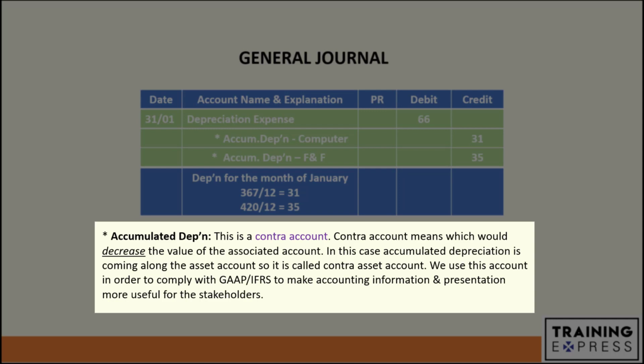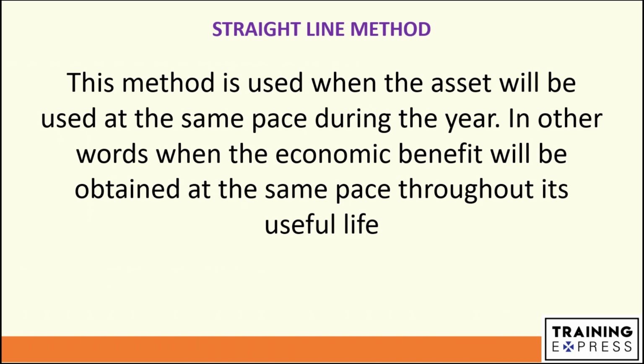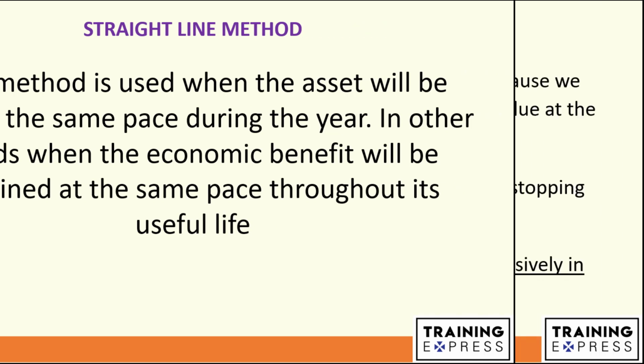Now the question is when we will use the straight line method of depreciation. We can say that this method is used when the asset will be used at the same pace during the year. In other words, when the economic benefit will be obtained at the same pace throughout its useful life, then we can say that we should be using the straight line method.